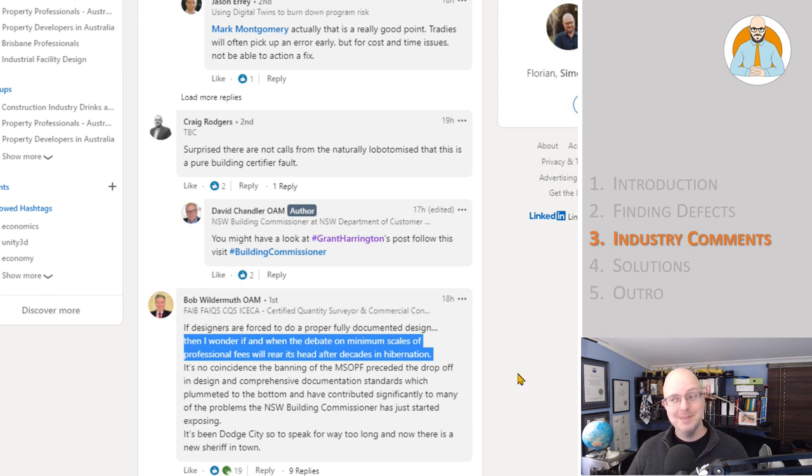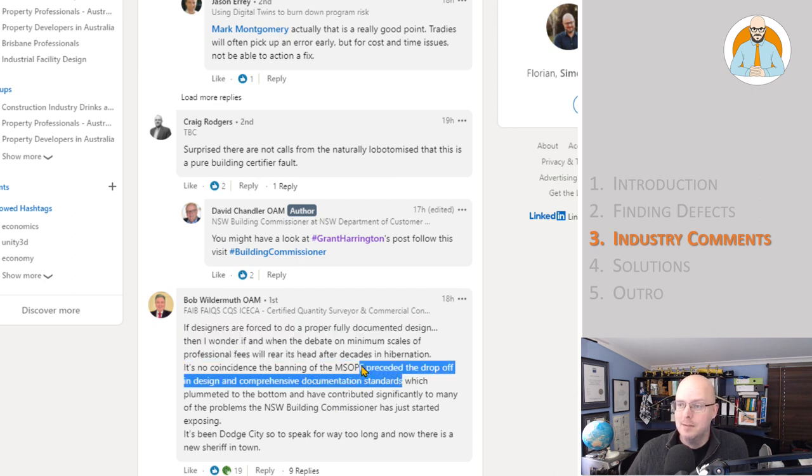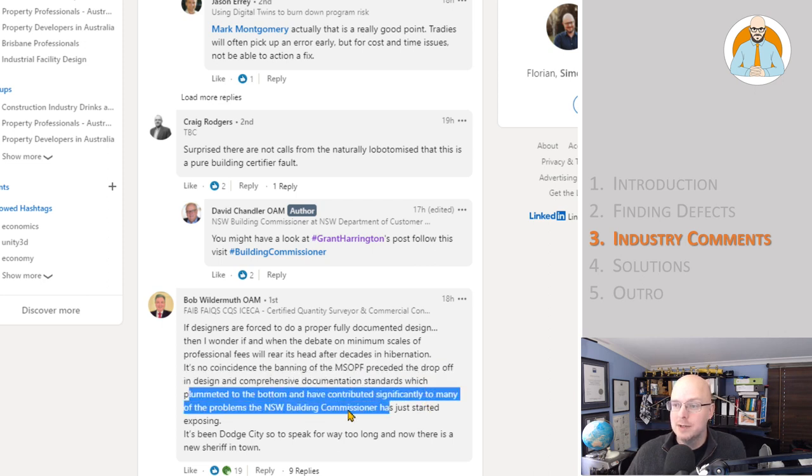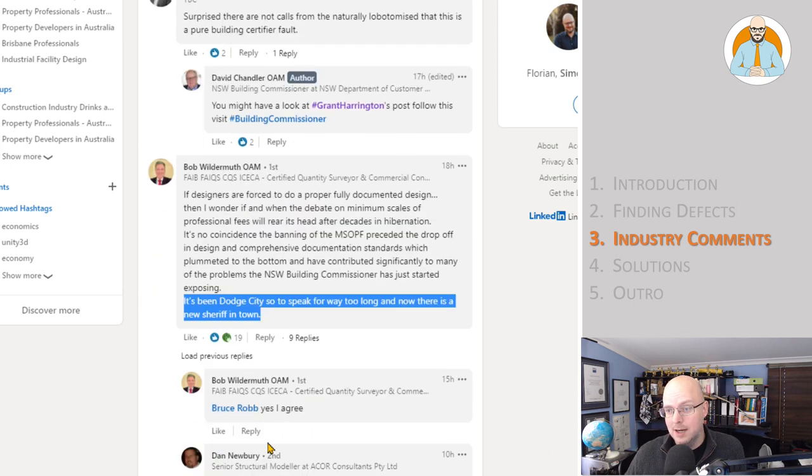It's not fun. Can you tell why I'm much happier now, smaller scale? Because fees are in the gutter, guys. It's no coincidence the banning of the MSOPF preceded the drop-off in design and comprehensive documentation standards, which plummeted to the bottom and have contributed significantly to many of the problems the New South Wales Building Commissioner has just started exposing. It's been dodgy city, so to speak, for way too long, and now there is a new sheriff in town.